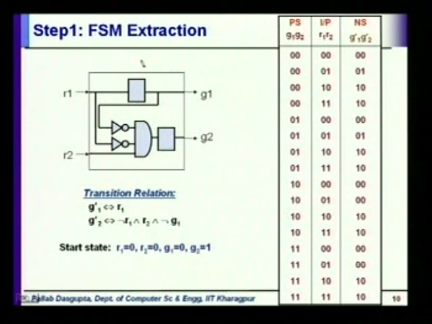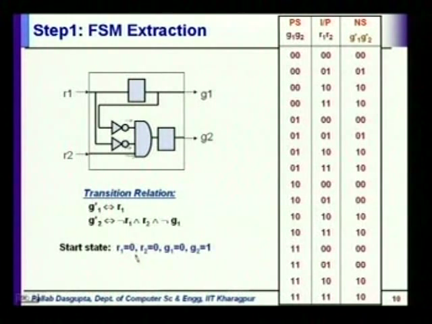So, first step is to extract the finite state machine out of this implementation. So this is a transition relation that is derived out of this truth table. The truth table is present state, input, next state. And these are the corresponding transition relations. So G1', which means the value of G1 in the next cycle, is the same as R1, right? And G2', the value of G2 in the next cycle, is not of R1, and R2, and not of G1. That is going to be the value of G2 in the next cycle.